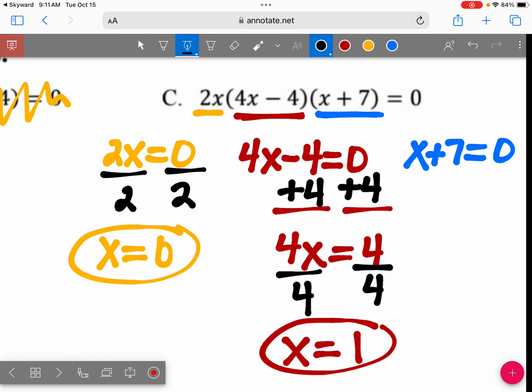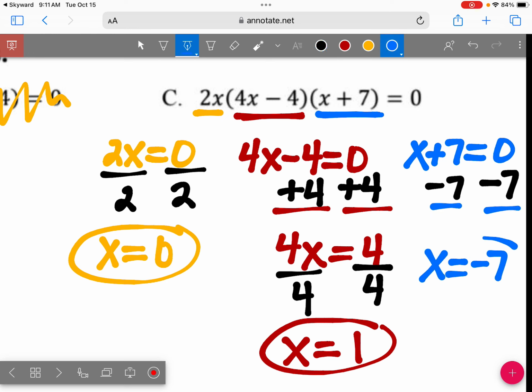And then for my third answer, is somebody knocking at the door? No? Okay. For my third answer, I subtract 7. So then x equals -7 would be my third solution.